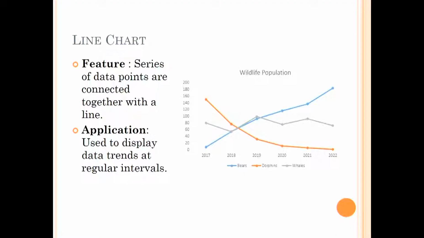This is a line chart of a wildlife population. As you can see, the blue one represents deer, the orange one represents dolphins, and the grey one represents whales. And this is also representing their graph at various intervals. Firstly from 2017 to 18, then from 18 to 19, 19 to 20, 20 to 21, and so on from 21 to 22. This is how we can wisely use a line chart.